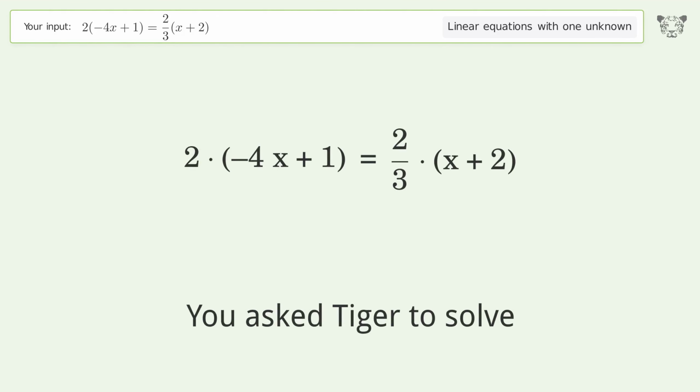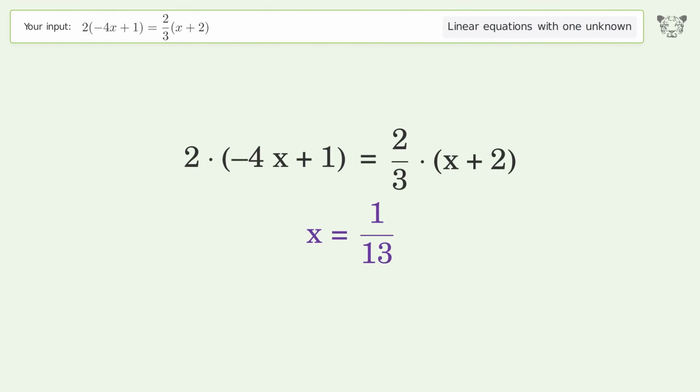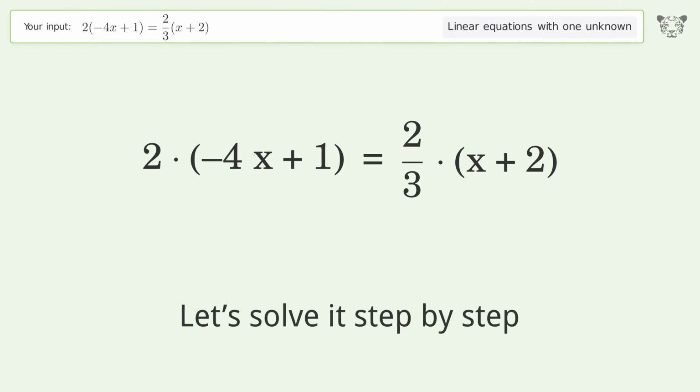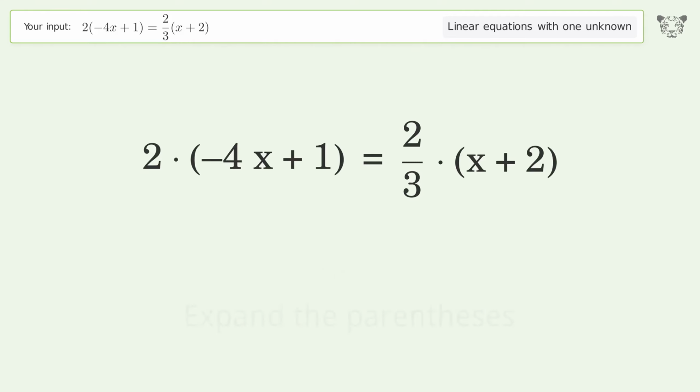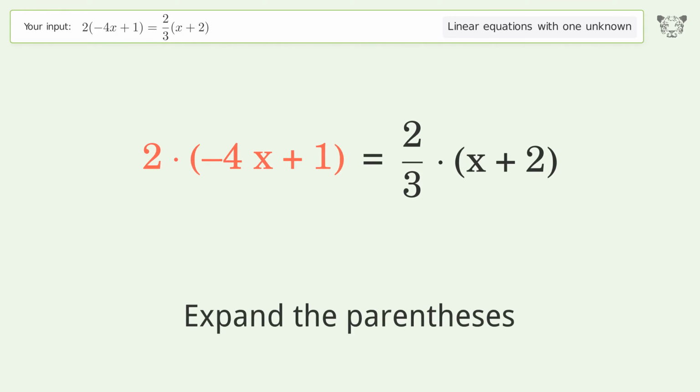You ask Tiger to solve. This deals with linear equations with one unknown. The final result is x equals 1 over 13. Let's solve it step by step. Simplify the expression. Expand the parentheses.